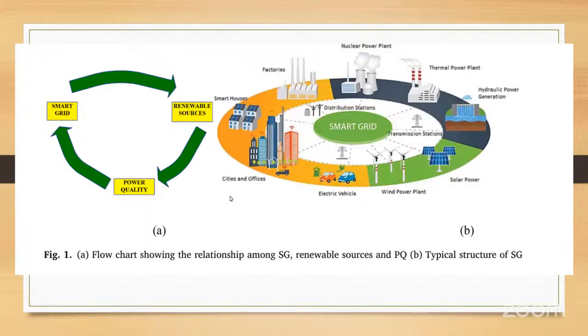Here you can see the flow chart showing the relation between the smart grid, renewable sources, and power quality in figure A. The renewable sources affect the quality of power, and it is up to the smart grid. Both are a cyclic process. And here you can see the typical structure of a smart grid. You know very well about the smart grid, which is a connection of so many things. A smart grid is a two-way communication system.